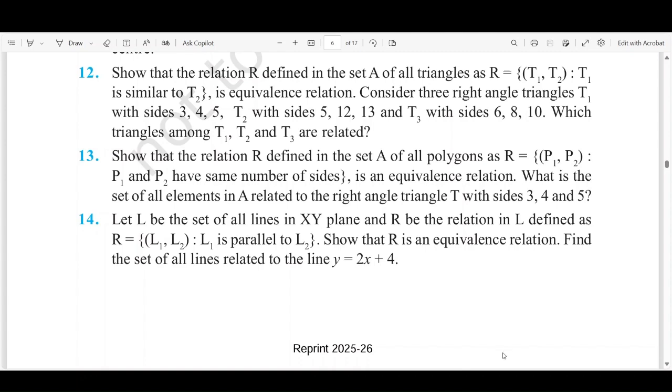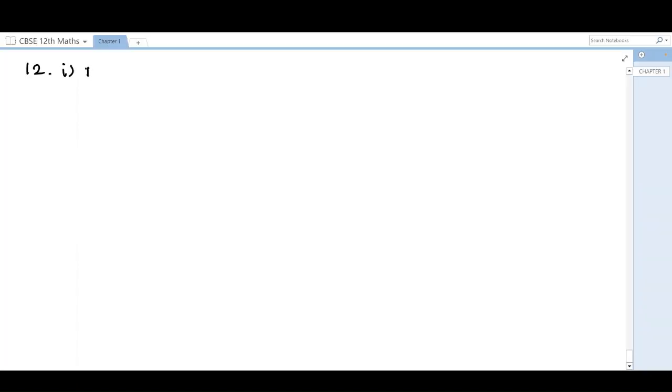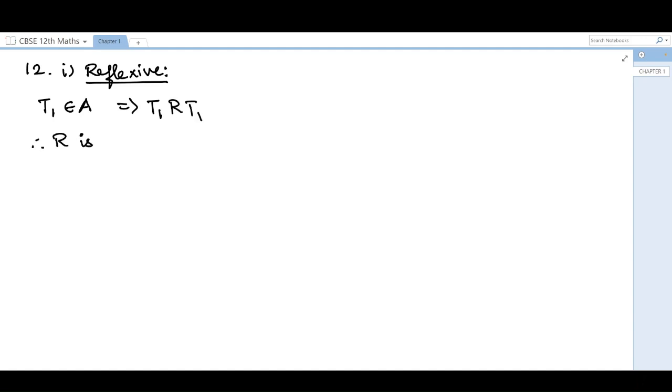So first let us verify whether the relation is equivalence. Number 1, reflexive. So if you take a triangle T1 from the set A, then T1 will have same size as well as same angle as that of T1 itself. Therefore, we can say T1 is similar to T1. So, from this what we could conclude is T1 is related to T1 itself. Therefore, the relation R is reflexive.